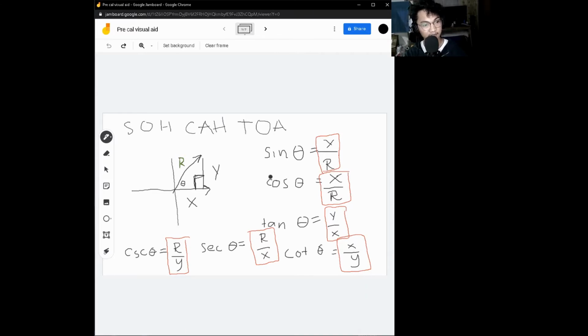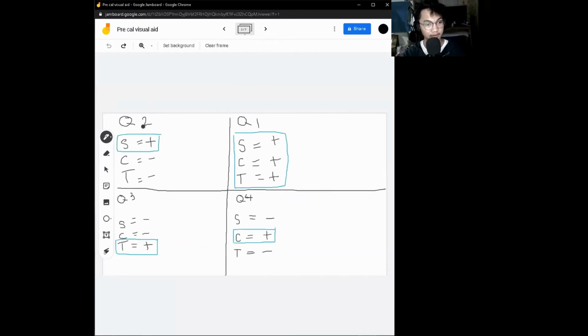Now cosecant is the reciprocal of sine. So if sine is y over r, cosecant is r over y. And secant is the reciprocal of cosine, so that's r over x. And cotangent is x divided by y. So they're just reciprocals of sine, cosine, and tangent. Now let's review the sign of the trigonometric functions.